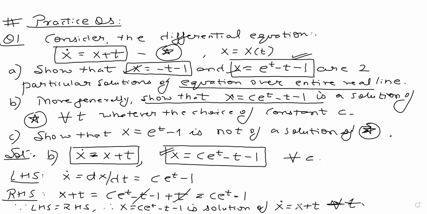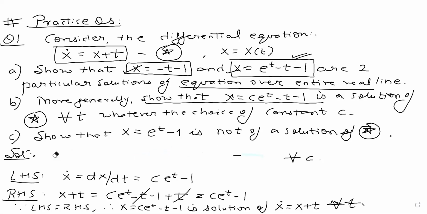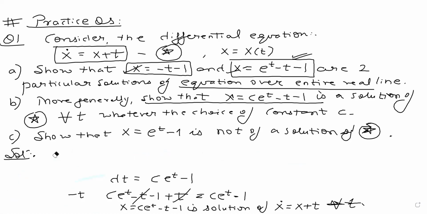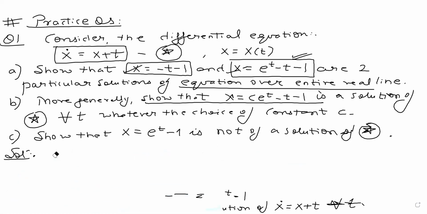Okay, so hoping all students have understood this part B. Now let's look at part C. Remember, when the question is asking you to show, you have to verify it. Basically, you have to show that LHS is equal to RHS. Okay, so erasing this off, let's now look at part C.